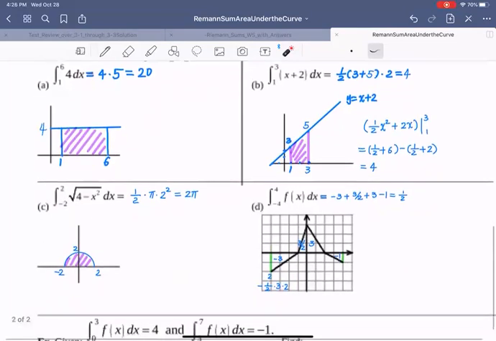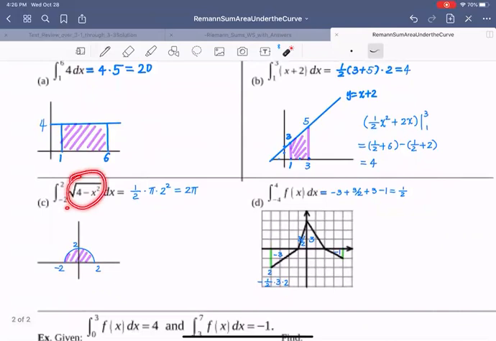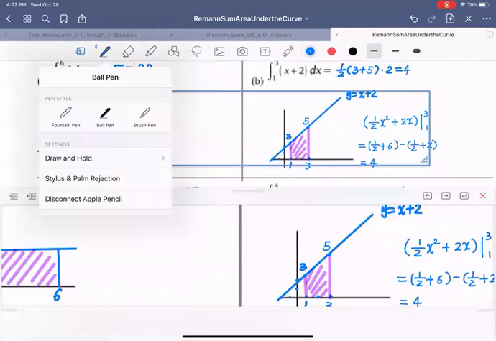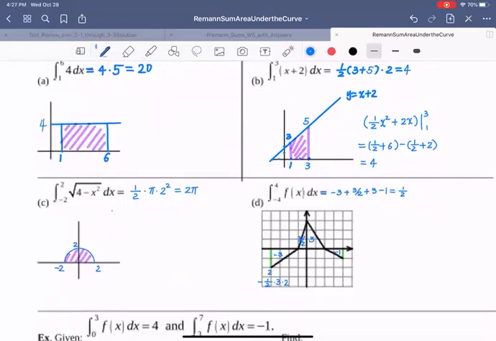Next one, for the C. When you see this one, you kind of feel scared, but look, y equals square root of 4 minus x squared is saying y squared equals 4 minus x squared. This is also saying x squared plus y squared equals 4. So you are looking for a circle, and your radius is 2, right? But because this only took the positive part, it's a positive half circle.